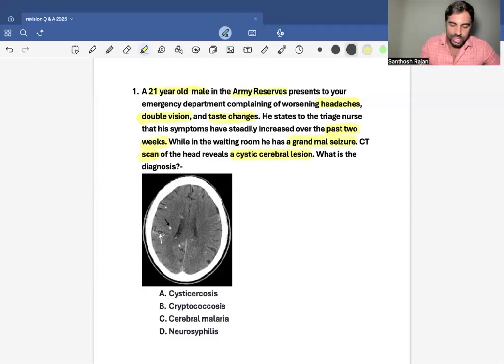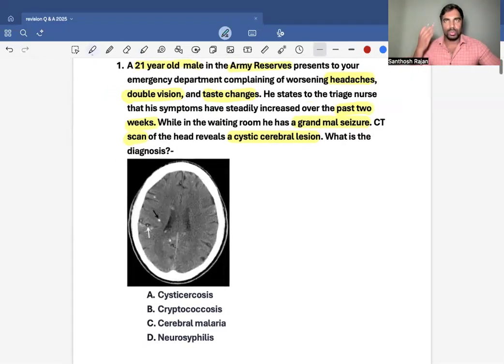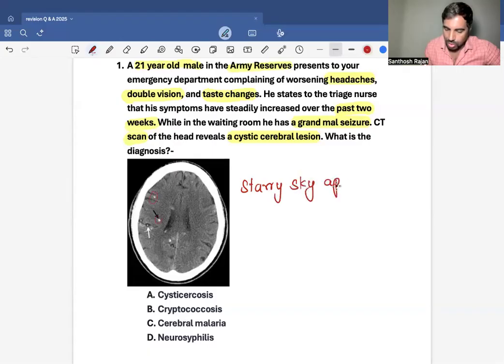Okay. When you talk about a cystic cerebral lesion, you know very well, the one thing which comes to your mind is cysticercosis, right? So everything is given to you. And even if not, you can see in the picture given here, what is this picture you're seeing here? This appearance we call the starry sky appearance. You know this one, starry sky appearance. So because of the starry sky appearance in a CT scan, this is the first clue you're getting that it is one of the things for neurocysticercosis.